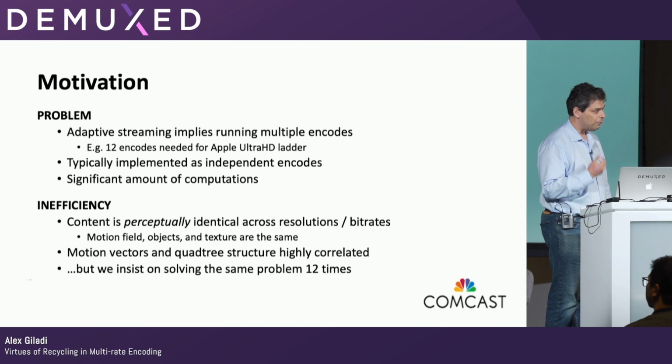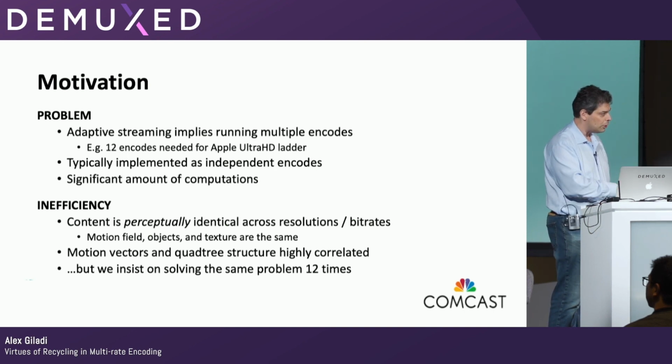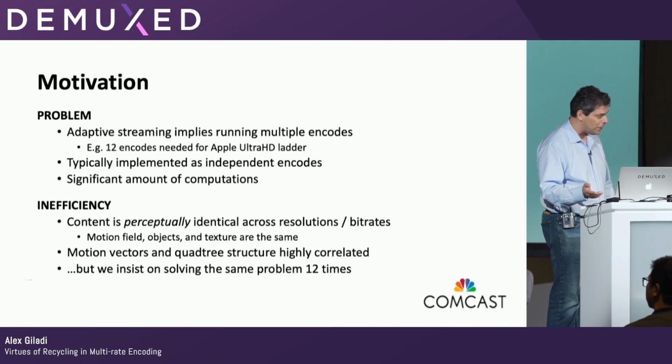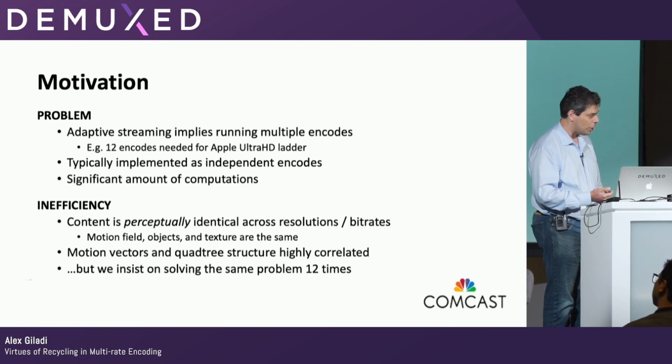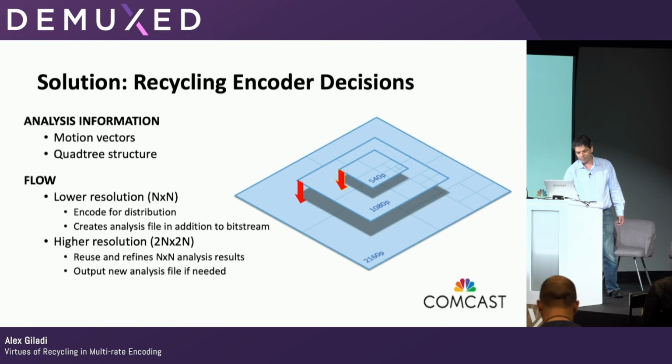Now, this means that you have very high correlation between motion vectors and quadtree structure on one resolution and on the other. But, and this still amazes me, in a lot of cases, we're trying to solve exactly the same problem and find exactly where my hand is 12 times.